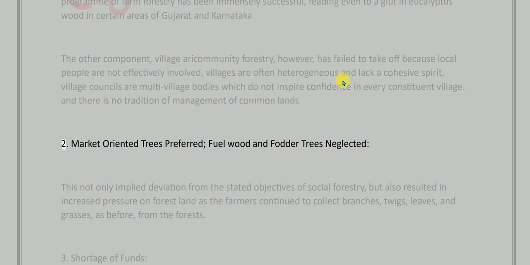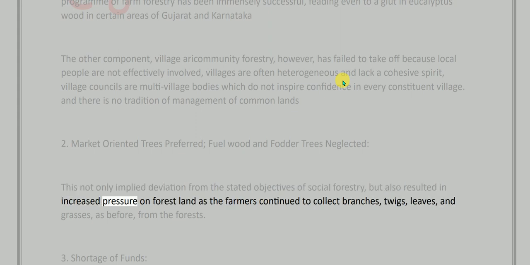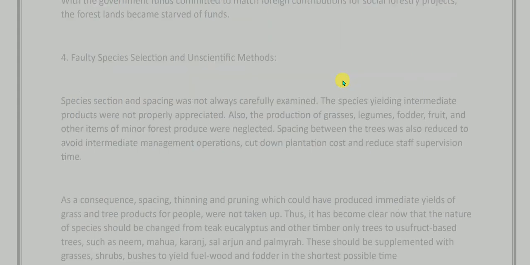2. Market-oriented trees preferred, fuel wood and fodder trees neglected. This not only implied deviation from the stated objectives of social forestry, but also resulted in increased pressure on forest land as the farmers continued to collect branches, twigs, leaves, and grasses, as before, from the forests. 3. Shortage of funds. With the government funds committed to match foreign contributions for social forestry projects, the forest lands became starved of funds.